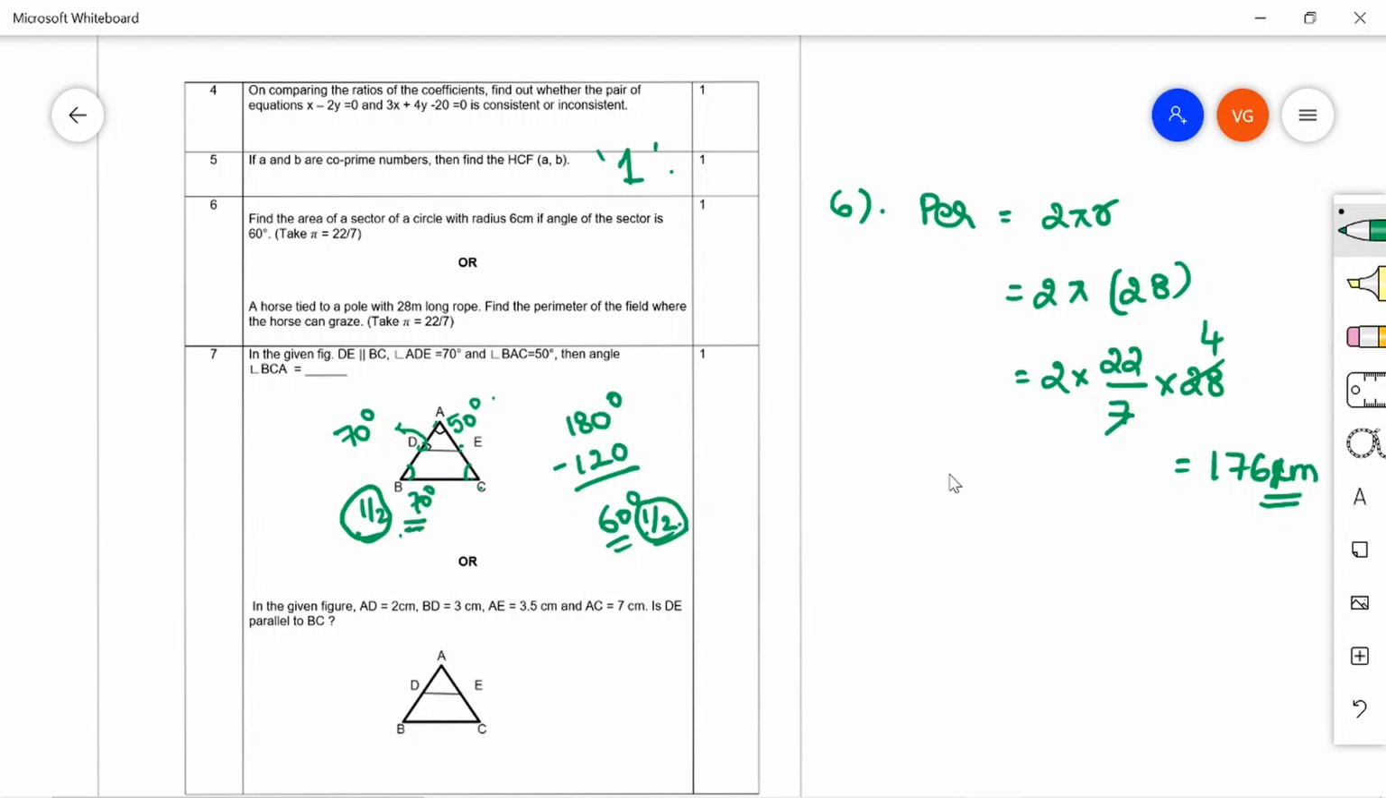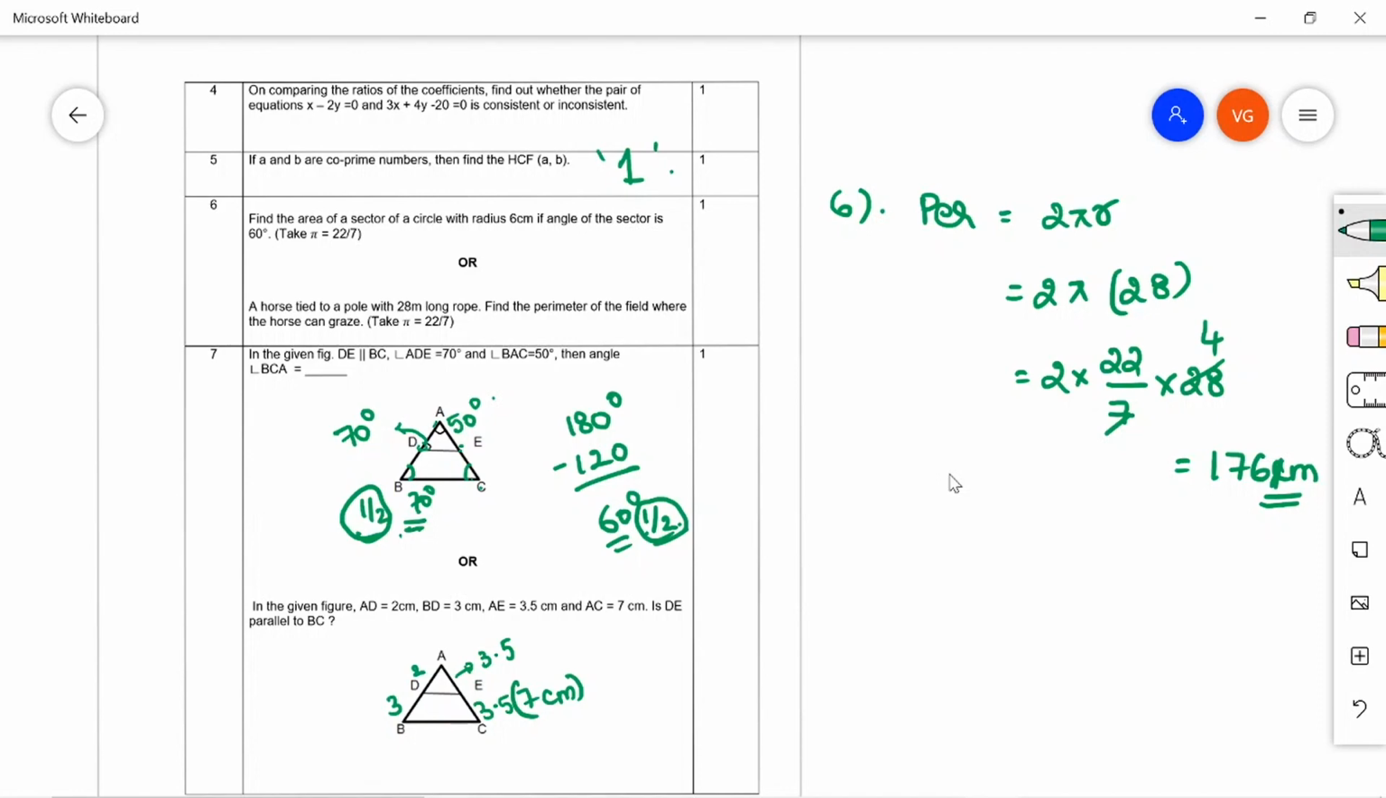In this question, AD is 2 centimeter, then BD is 3 centimeter. You are given AE is 3.5 and AC totally is 7 centimeter, so EC will again be 3.5, right? They are asking whether DE is parallel to BC or not, right? So by Thales theorem, you can prove this one.